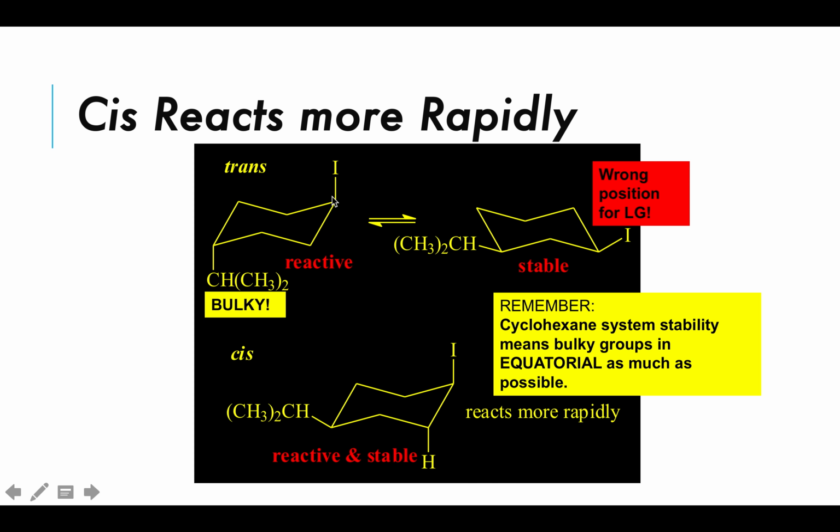Okay. So in this form, the trans form, I have my iodine in the reactive position, so in an axial position for E2 to be able to have that anti-periplanar. But the isopropyl ends up being also in the axial position, which is not very stable. If I do a chair flip, yes, my isopropyl ends up in the equatorial stable position, but now my leaving group is in the wrong position.